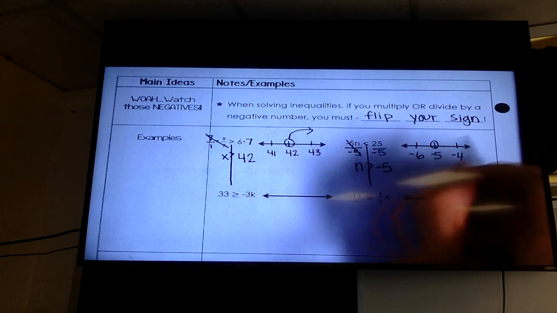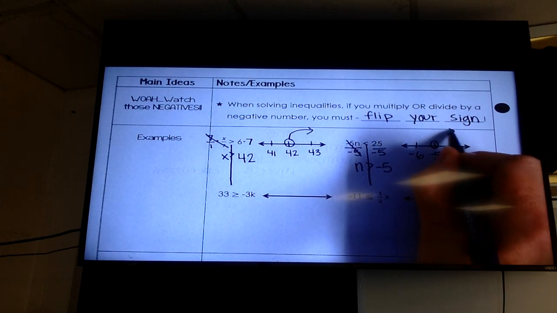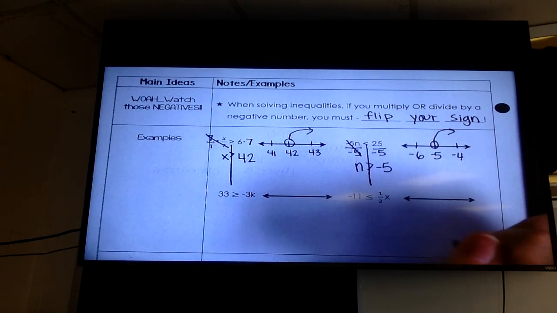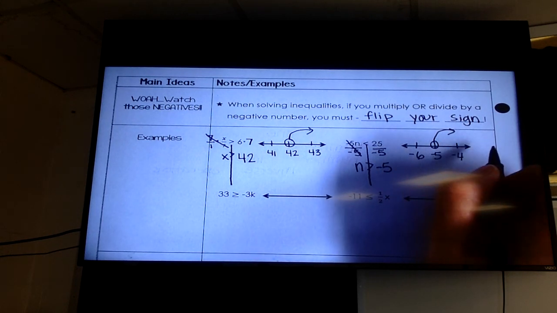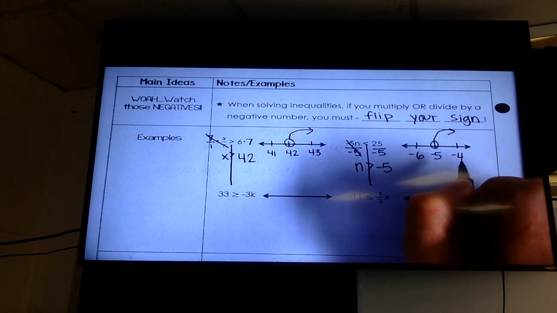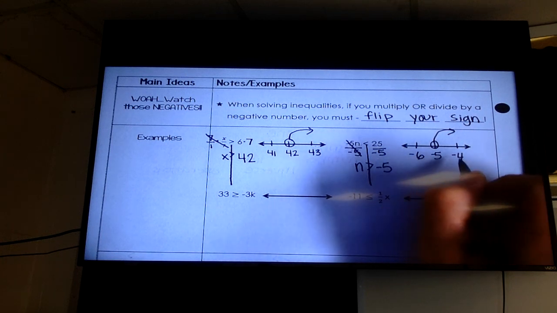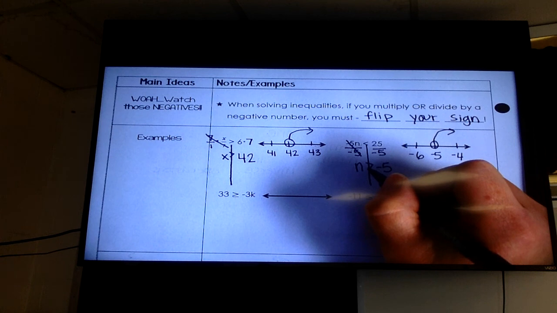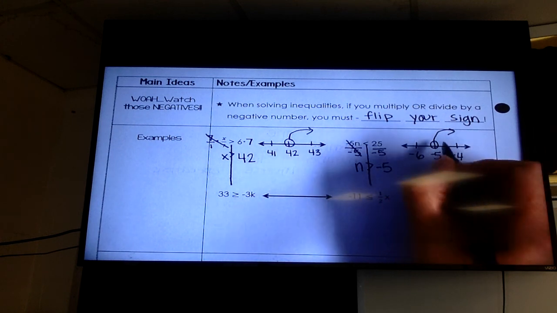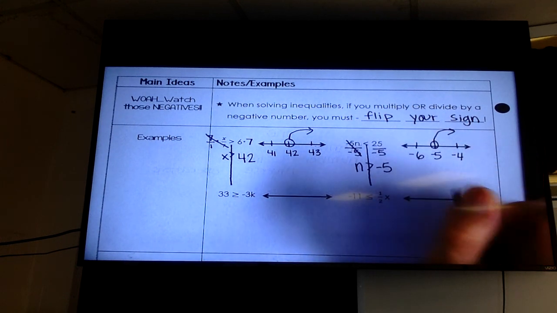And my variable is first, so that's good. I can use the direction of my sign to know which way to shade. So I know any number that is larger than negative 5 is going to work. Or again, you could plug in a number. Let's plug in negative 4 this time. Is negative 4 greater than negative 5? Yes, that's a true statement, so I know I need to shade that way.